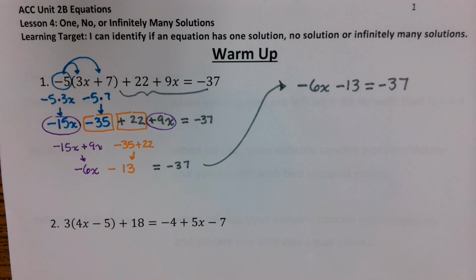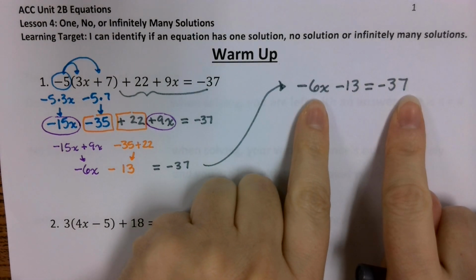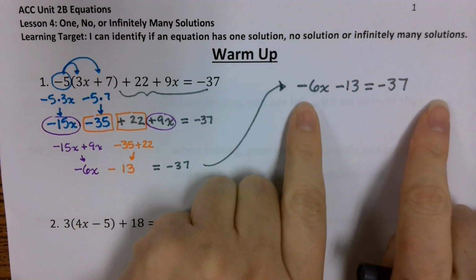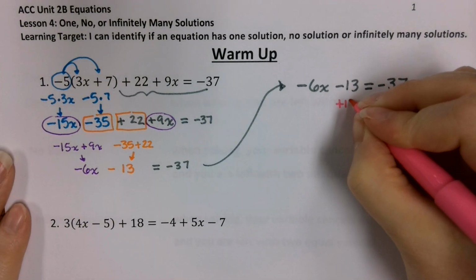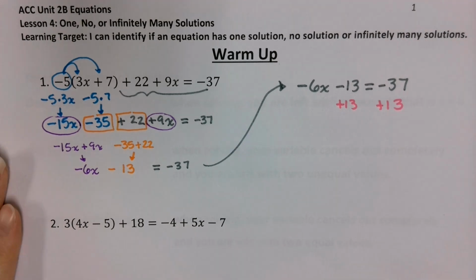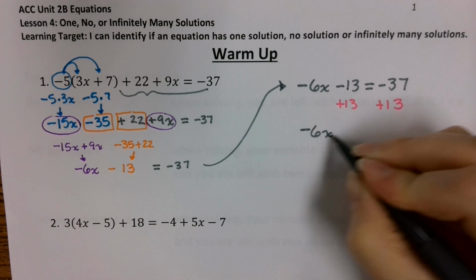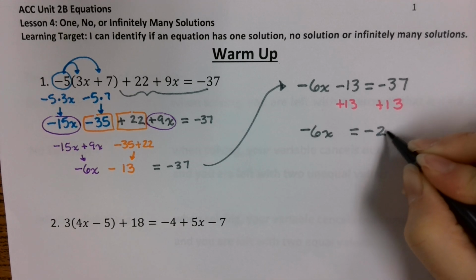The next question I ask myself: do I need to move variables from one side to the next? Meaning, do I have variables on both sides of the equal sign? No, so I don't have to worry about that. I am now going to deal with my constant. What inverse operation am I going to do to the constant? Addition. What are we going to add? Good. 13 to both sides. We're going to add 13 to both sides. That's going to give us negative 6x is now equal to negative 24.